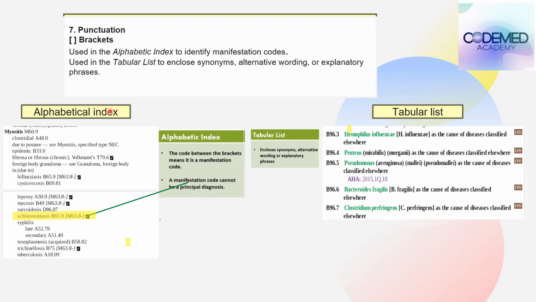So this is the alphabetical index. Now we come to the tabular list. In the tabular list, you will see that the bracket mainly consists of the synonyms, alternative wordings or explanatory phrases. For example, Haemophilus influenzae, they may write H influenzae. So the bracket doesn't have much importance as far as the tabular list is concerned, but in the alphabetical index, it is very, very important because it will tell you which code goes in the second place and which code goes in the first place.